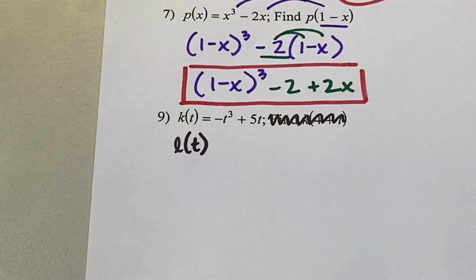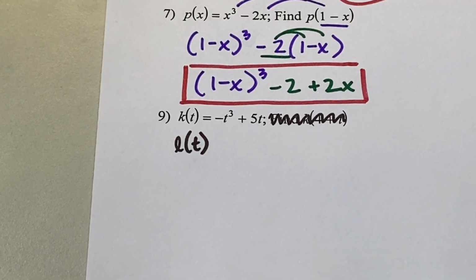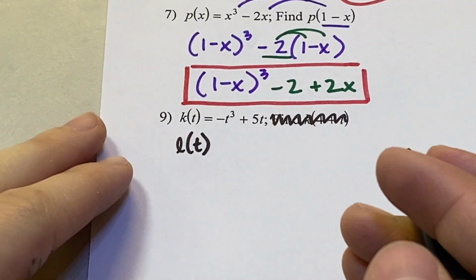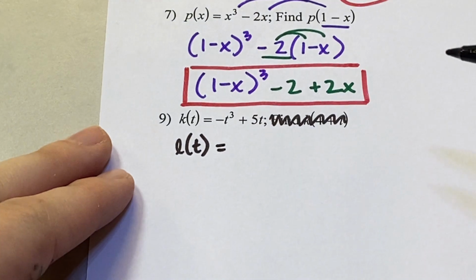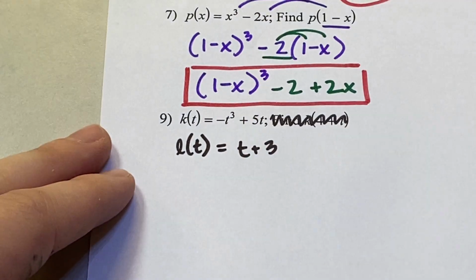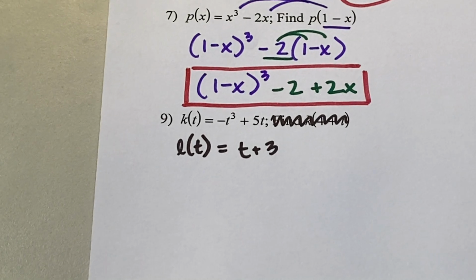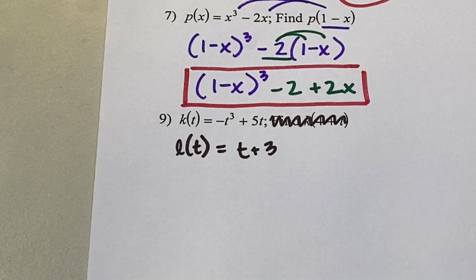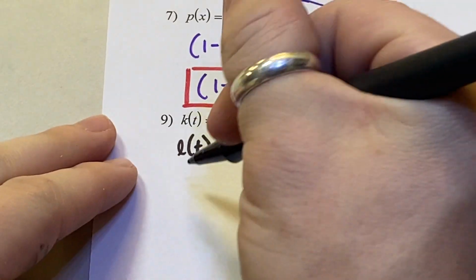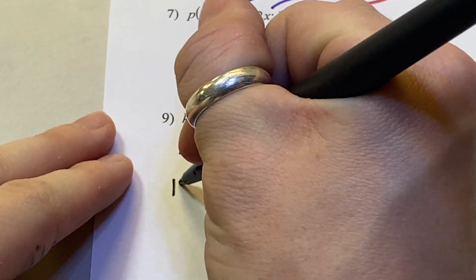Okay, this time I'm going to give you two functions. We're going to use that function, k of t, but I'm also going to give you L of t, and I'm just going to say t plus 3. Why not? L of t equals t plus 3. So now you have two functions. You're going to see this written a little bit differently, but this is how you're going to see it on your test.